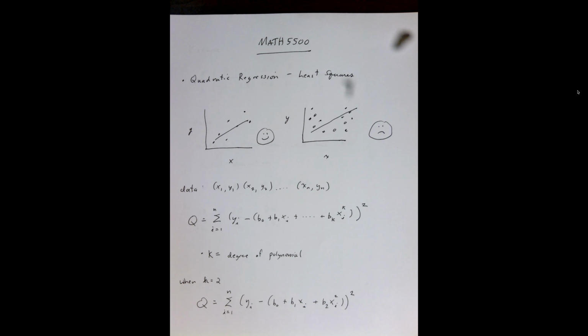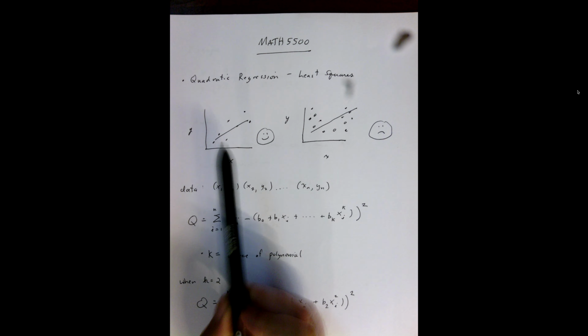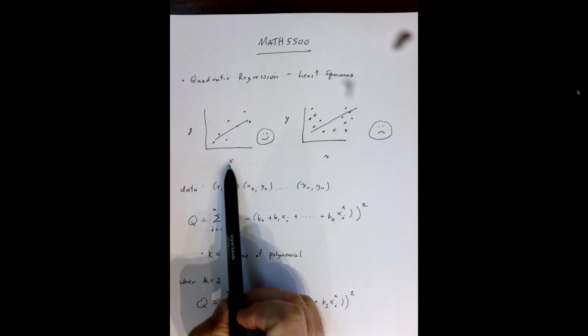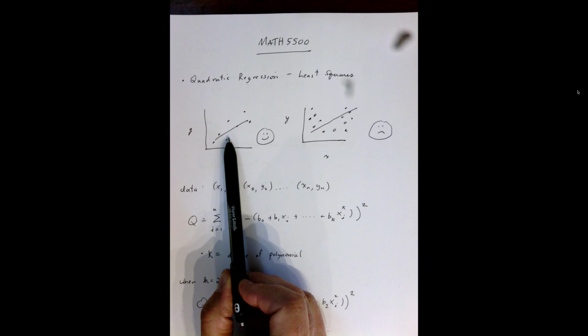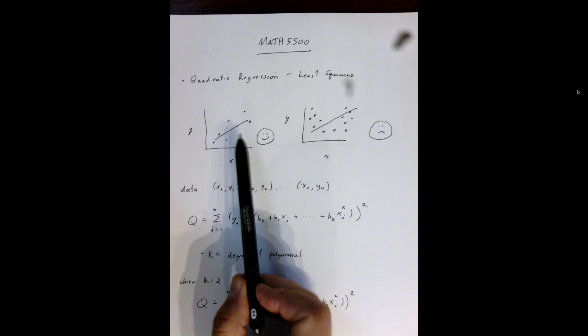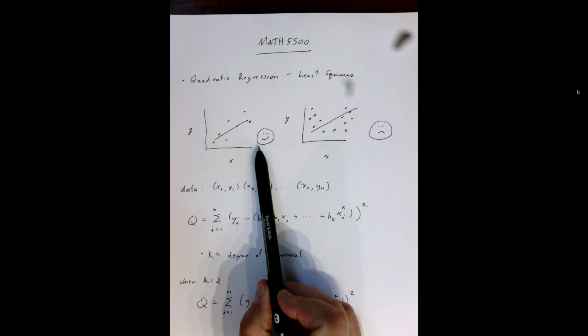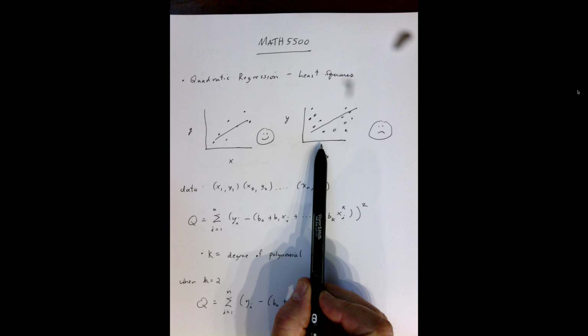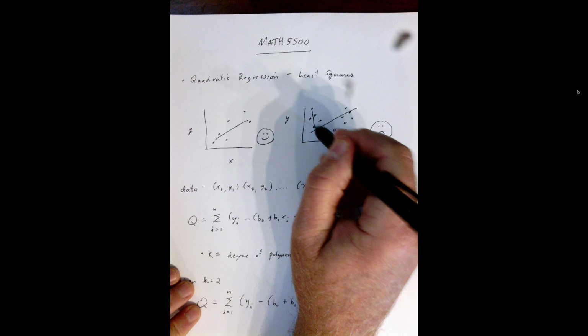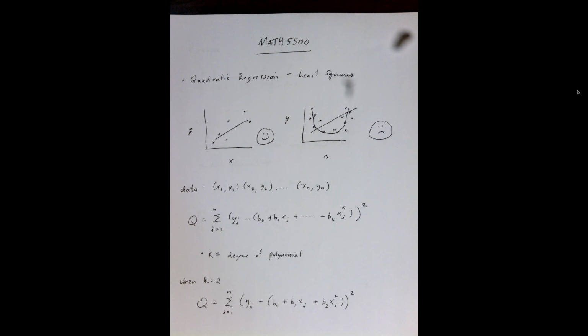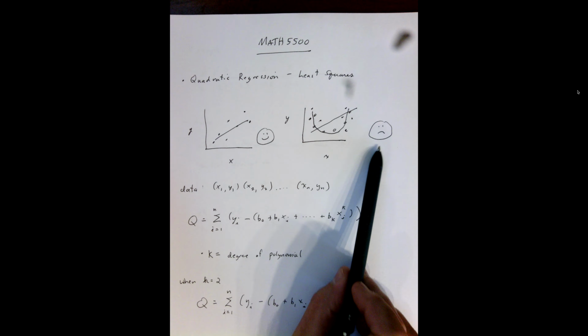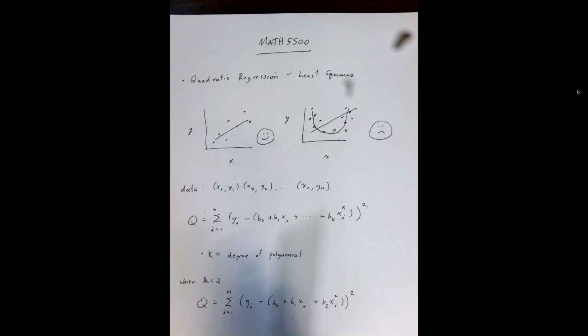Okay, gang, Math 5500 again. We're moving into quadratic regression using least squares. And the motivation here is, as you can see with the plot on the left, sometimes we get a relationship that's well modeled by a linear function and creates a smiley face. And sometimes we get a relationship that clearly would be better fit by another model. In other words, if you try to use the linear model, not good.